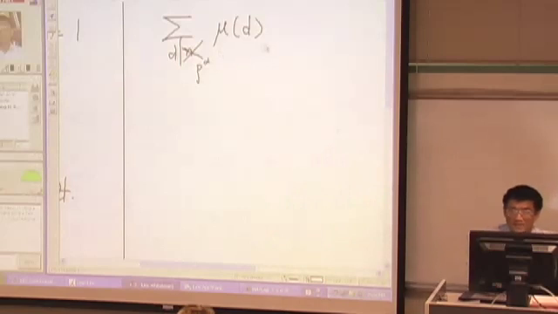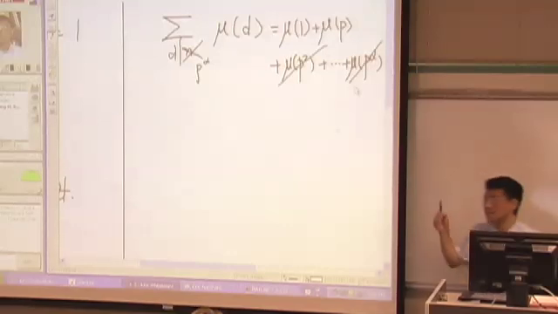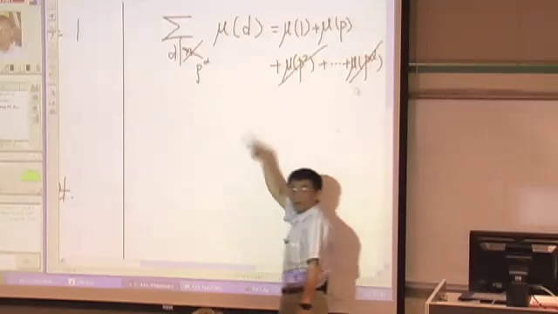Then it is, by definition, the divisors of p to the power of alpha. What divides p to the power of alpha? 1 divides it, p divides it, p squared divides it, p cubed, and then up to p to the power of alpha divides it. All these are 0 because p squared divides all these things, right?